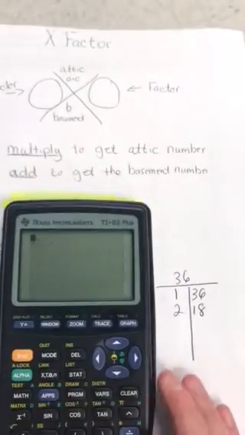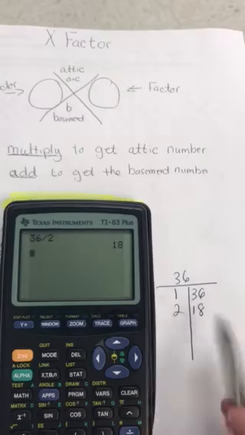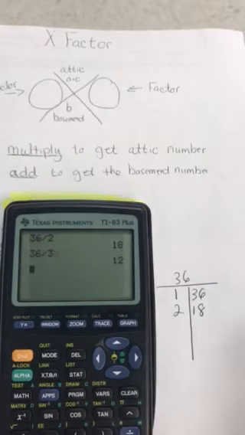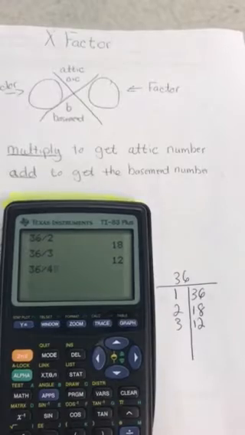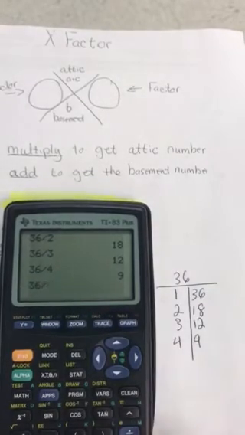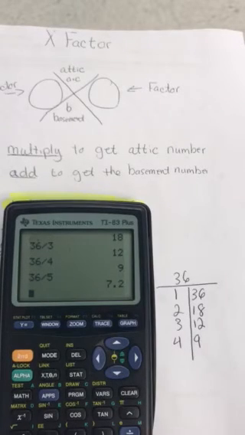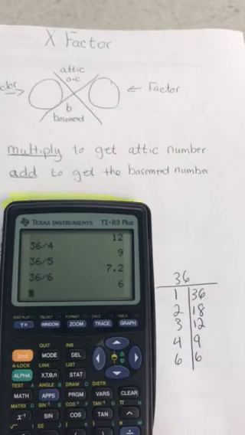What you would do is you would say 36 divided by 2, 2 and 18. 36 divided by 3, 3 and 12. 36 divided by 4, 4 and 9. 36 divided by 5. Well, that's a decimal number, so we can't use that one. We're going to keep going. 36 divided by 6, 6 and 6. All right? And you can keep going.